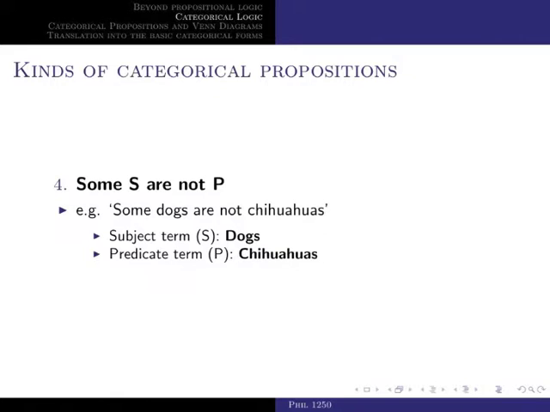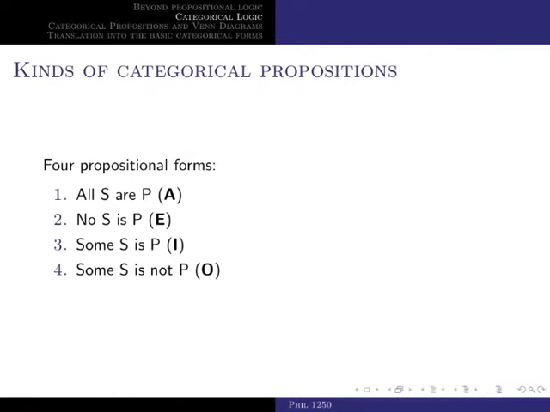Finally, the fourth kind is some S are not P. And we can see that it's just like the third form, but with a negated second term. An example, again, some dogs are not chihuahuas. And the subject term is dogs, the predicate term, chihuahuas. In sum, there are four propositional forms, each with its abbreviation. The first one, all S are P, is abbreviated as A. The second one, no S is P, is labeled as E. The third one, some S is P, is abbreviated as I. And the fourth one, some S is not P, is abbreviated as O.